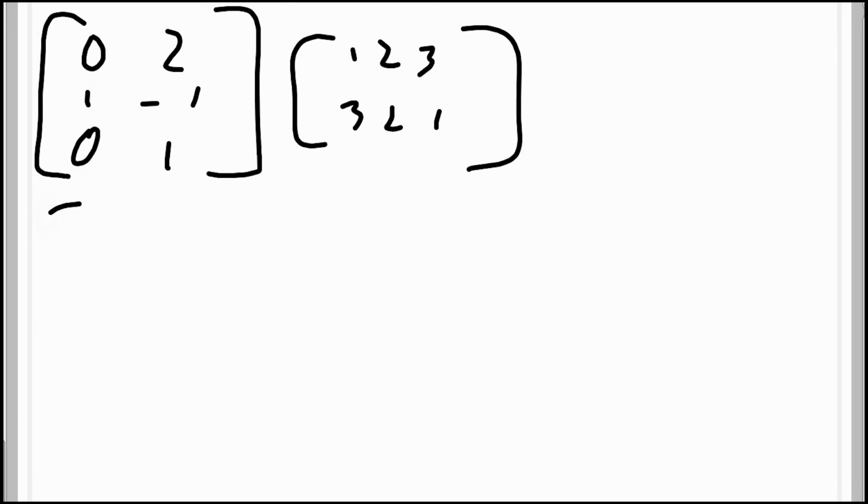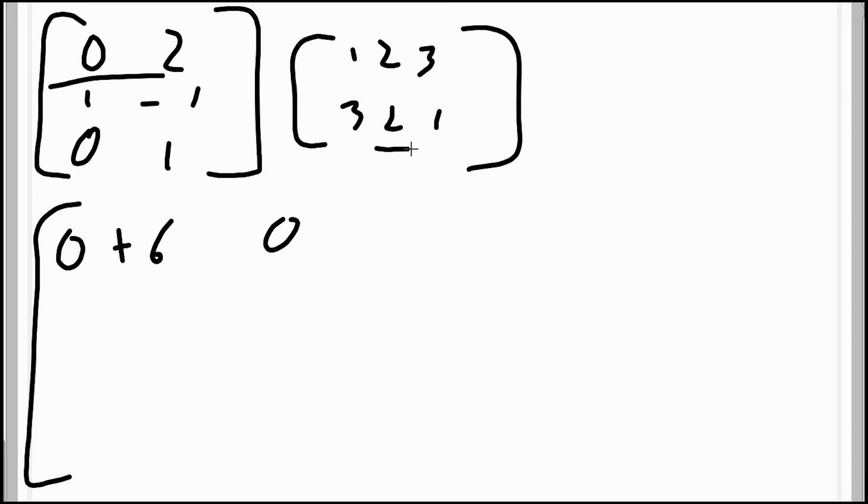So to get our new matrix, that will be this times this. That's 0 times 1, that's 0, plus 2 times 3, that's 6. Then the next one, that's this place multiplied by this place. That's 0 times 2, that's 0, plus 2 times 2, that's 4. Then the next one will be 0 times 3, that's 0, then 2 times 1, that's 2.